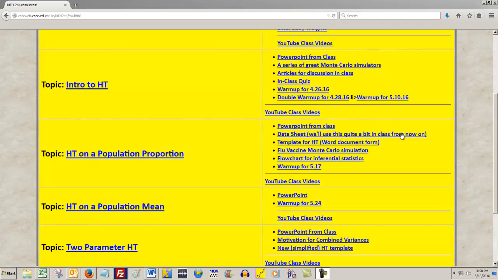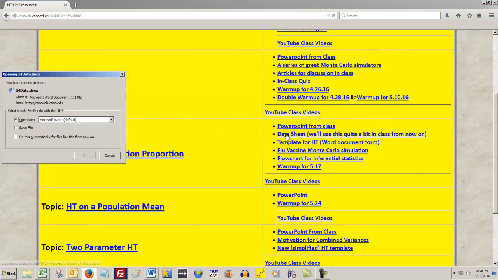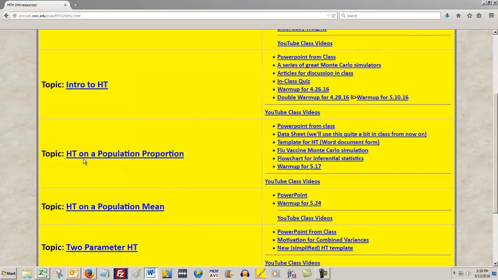All right, everybody. So back to the resources page. Let's do a couple things. First thing I want to do is crack open this data sheet. Today it's going to be a Word document, so just open that up. You'll recognize it from class.